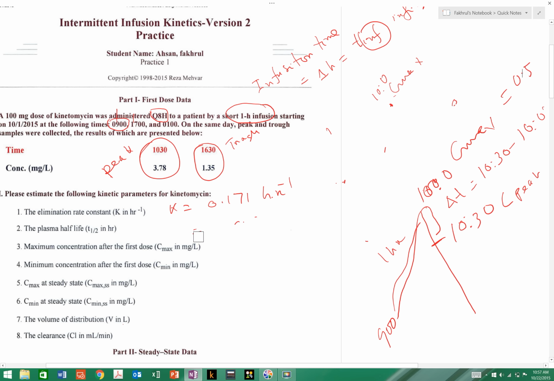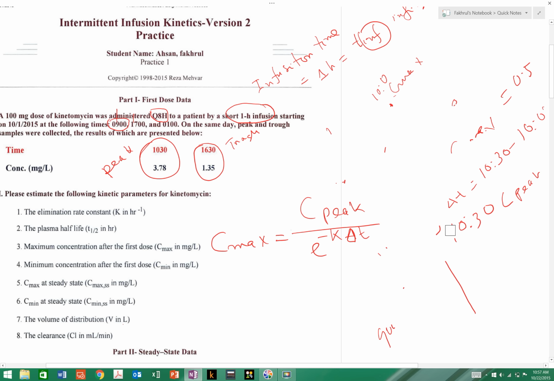So here now, to calculate Cmax, you have to use this equation. Cmax at first dose. Cmax is equal to Cp divided by e to the negative k delta t. Sorry, delta t is small t. This is your delta t.